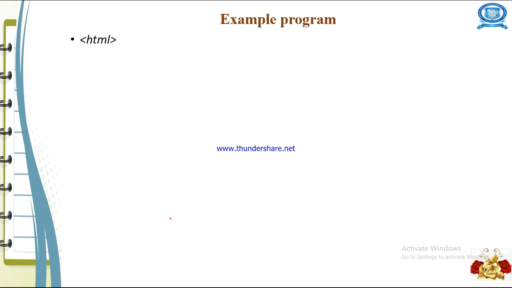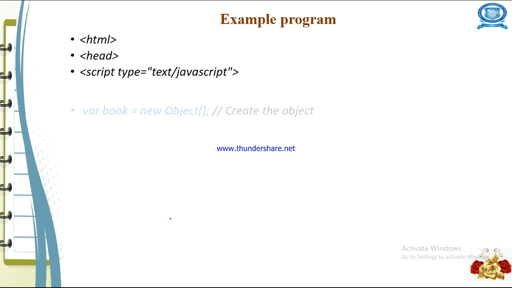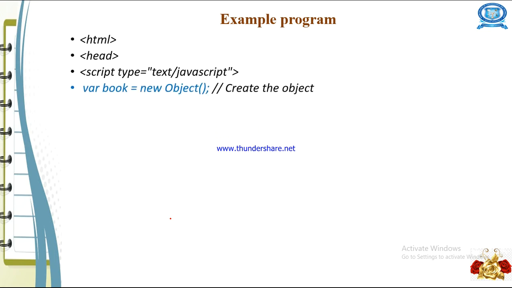So, one example program. See the flow of the program. First, you create an object. As usual, you already know these three lines. If you have open HTML or open head, that's script. JavaScript means to use this condition. Next, you create an object by using book equal to new Object.